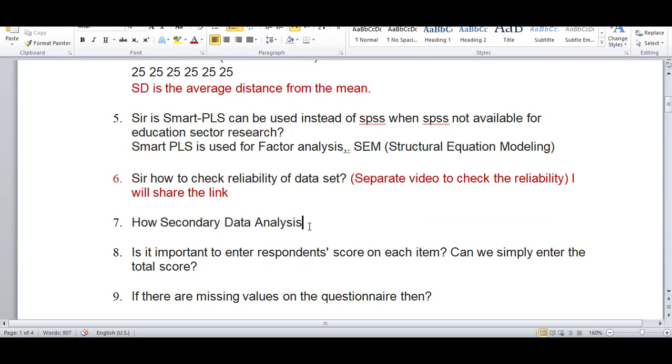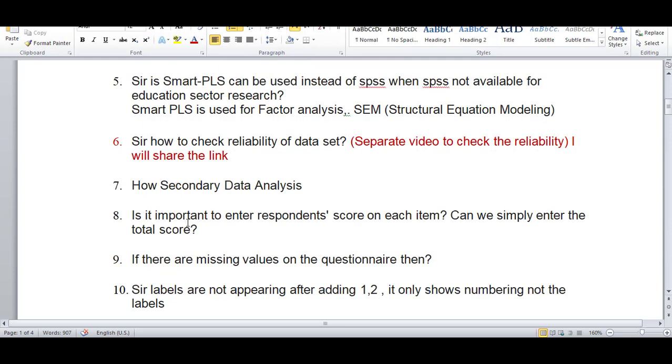How to do secondary data analysis? Again, it depends what kind of data you have. SPSS only provides analysis of numerical data. So if you have numerical data and you want analysis, SPSS can help you.